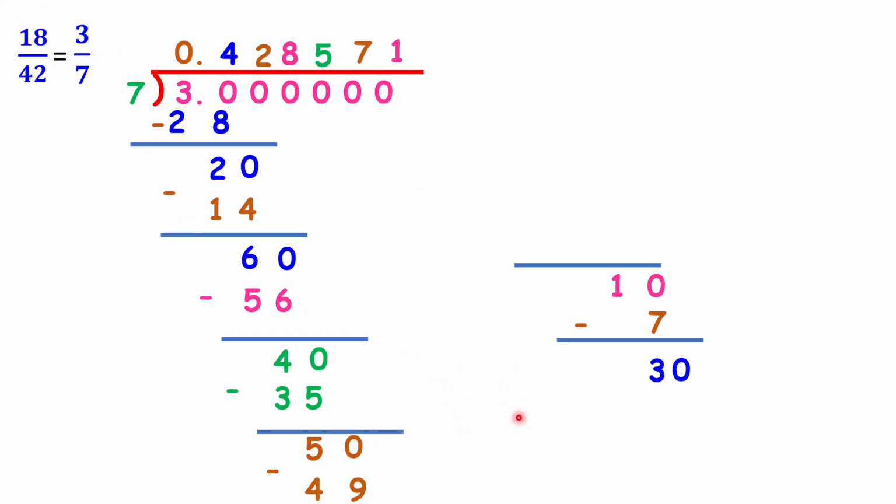So the answer is 3 upon 7 is equal to 0.428571 bar. These numbers are repeated, so here we have to write the bar.